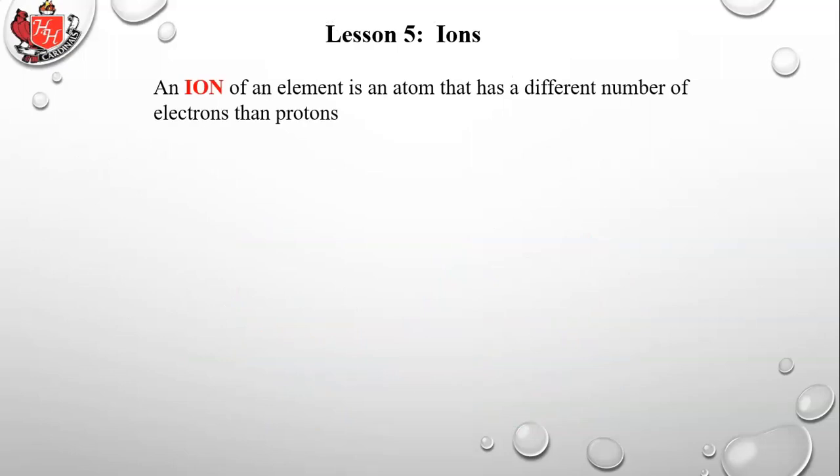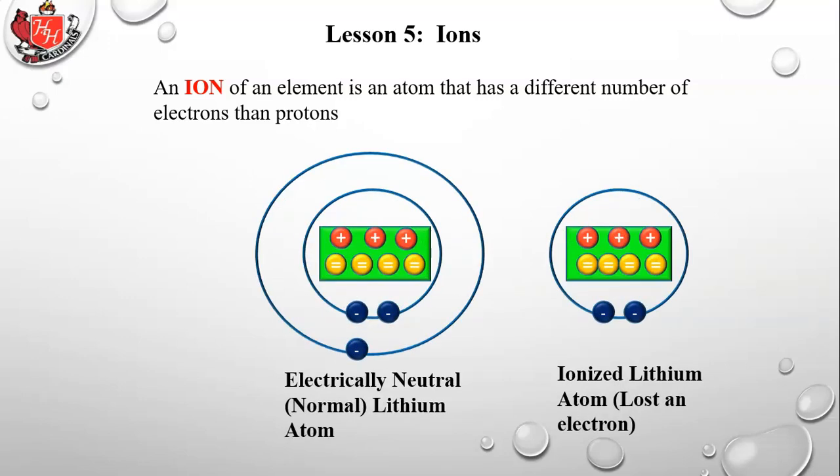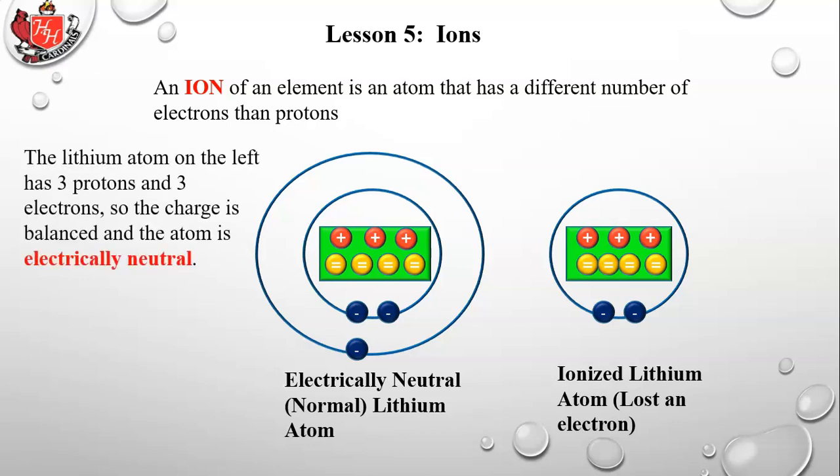Ions. An ion of an element is an atom that has a different number of electrons than protons. So on the left you see an electrically neutral or normal lithium atom. The lithium atom on the left has 3 protons and 3 electrons. So the charge is balanced. That's the way all atoms are born. All atoms are born with the same number of protons as electrons. And the term for that is electrically neutral. It means it just balances. The positive charge is balanced with the negative charges.